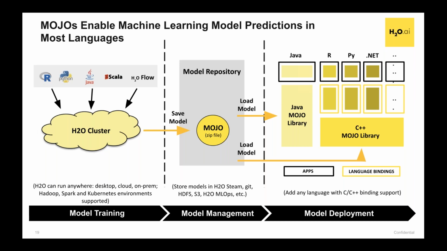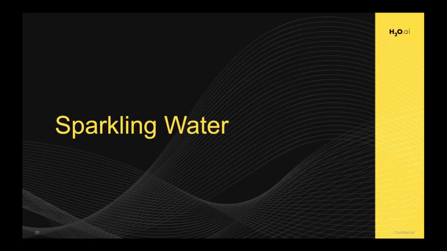So this is the lifetime of the MOJO, basically. Once you run your model on the H2O cluster, you get the MOJO file, and then this MOJO file can be deployed in different kinds of environments. The Java MOJO library can be deployed in a JVM environment, and we also have a C++ MOJO library which can be deployed in an environment where Java is not there, but C++ is available, and this can be accessed via Java, R, Python, .NET, etc.